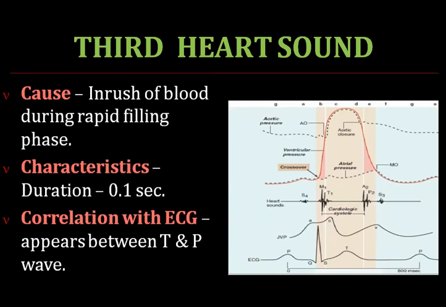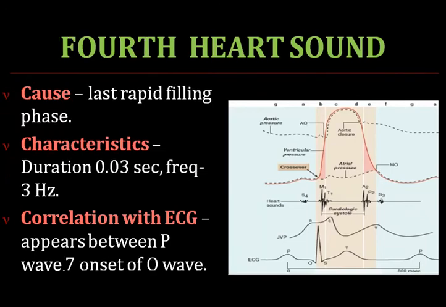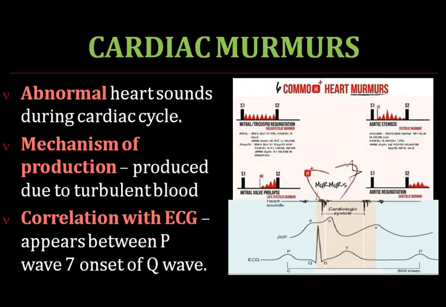The third heart sound is caused by the inrush of blood during the rapid filling phase. Its duration is 0.1 second. Correlation with ECG: it appears between the T and P waves. The fourth heart sound is caused by the last rapid filling phase, and its duration is 0.03 second. Frequency is 3 Hz. Correlation with ECG: it appears between the P wave and the onset of the Q wave.